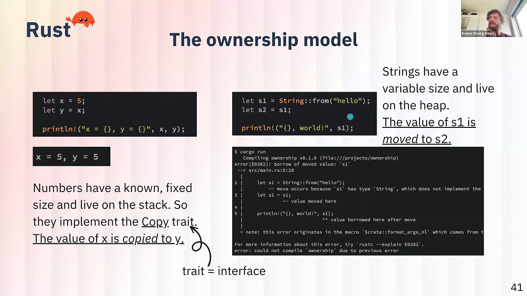So instead of creating a copy of the string, which is expensive, especially for large strings, Rust does something else instead. It moves the ownership. So we don't move anything in memory. We just say the new owner of this string is now s2.